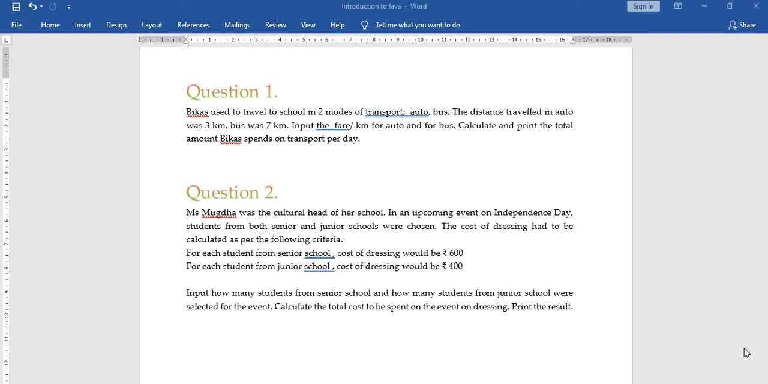Okay. Now, input how many students from senior school and how many students from junior school were selected for the event. Depending on that input, you need to calculate the total cost to be spent on the event on dressing. Print the result. So, what are the inputs? The inputs to be decided, what to calculate and how to calculate, and what to print, right? So these two are the questions. The answers are coming up.